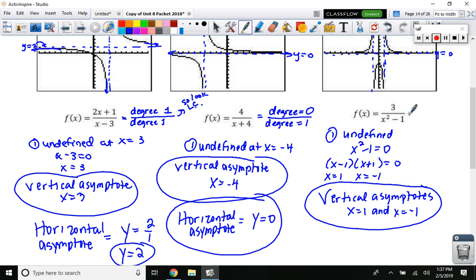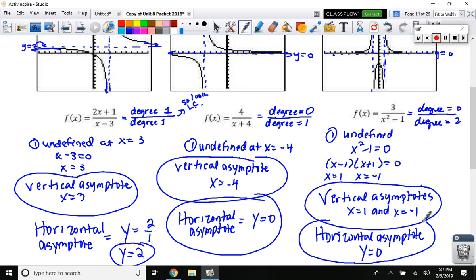And this one, same thing. What's the degree of the top? 0. What's the degree of the bottom? 2. Top is smaller than bottom, then you are y equals 0. Questions on how to find vertical or horizontal asymptotes?